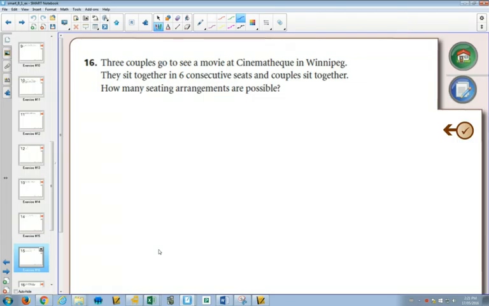Six. You have to decide who sits in the first seat, who sits in the second, who sits in the third, who sits in the fourth, who sits in the fifth, who sits in the sixth. Okay? So how many people could sit in that first seat? 6. Anybody could sit here. Does that make sense?